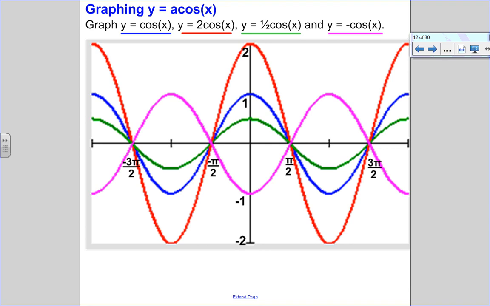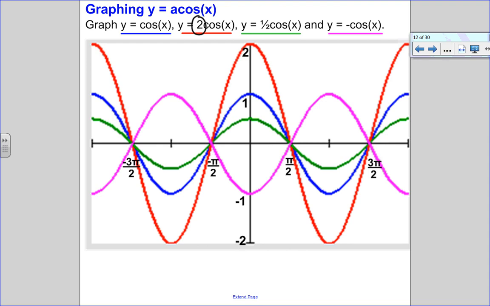Okay, so what I want to look at is we're going to investigate what A does. What is the amplitude all about? So you can see here, it looks very pretty, doesn't it? I have 4 different graphs, and they're all color coordinated for you. In the middle, the blue graph is your base cosine function. So let's look at when I graph 2 cos x, which is the red graph.